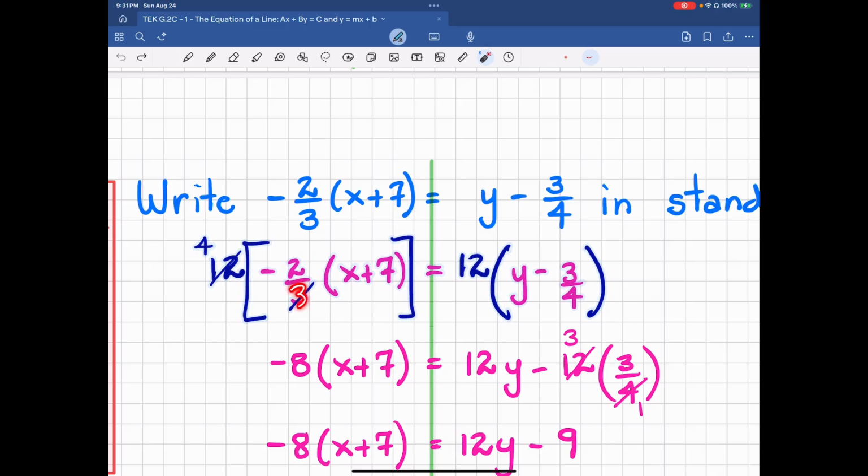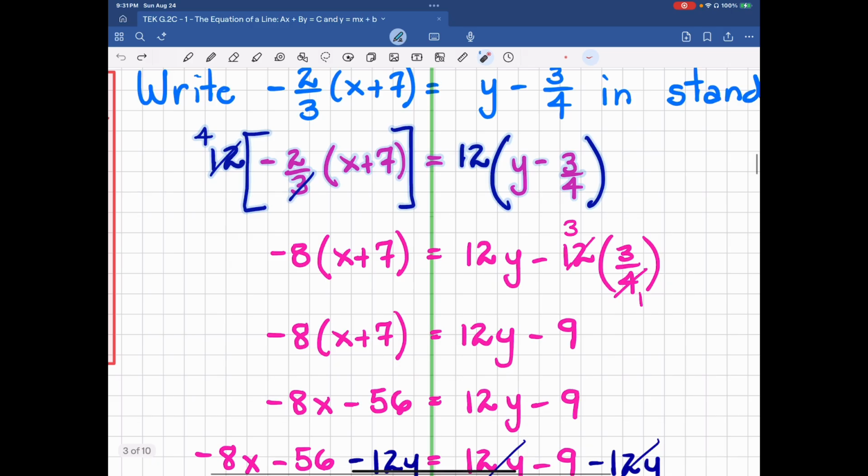Again, 3 can go into 12 4 times. Cross these out. This is now a 4. I multiply it times a negative 2, which gives me my negative 8. So notice what happens in the next step. I have my negative 8, which is the 4 that's right here, times the negative 2, which is right here. And then I just bring down that factor of x plus 7.